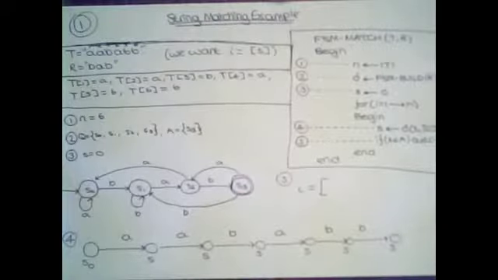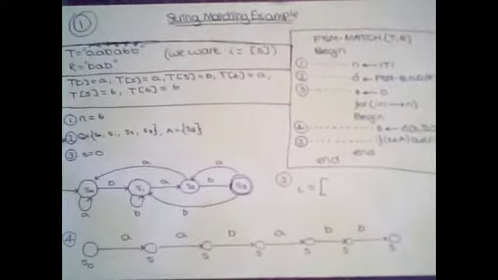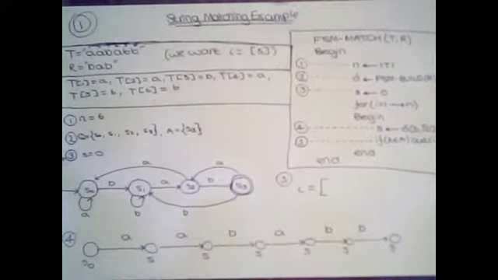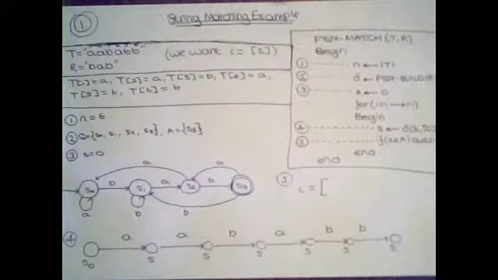Here's an example string match. Note that the numbers here correspond to the numbers here. In line 1, n is set to 6. In line 2, the transition function and the sets Q and A are defined. In line 3, the current state is set to 0. For lines 4 and 5, we repeatedly take the current state and input and check if the new state is a member of A.